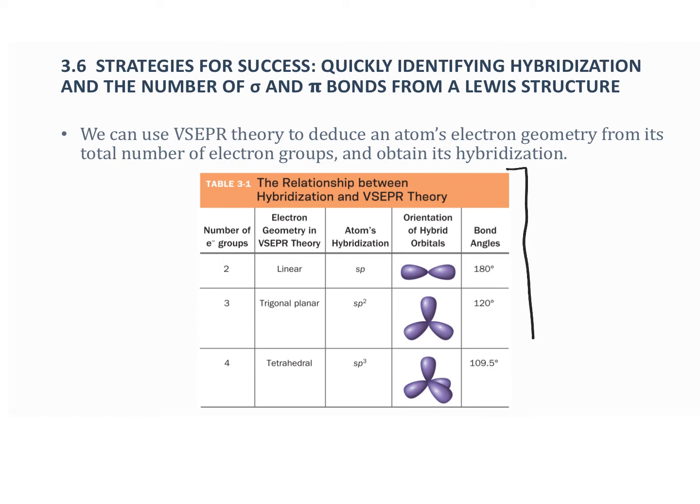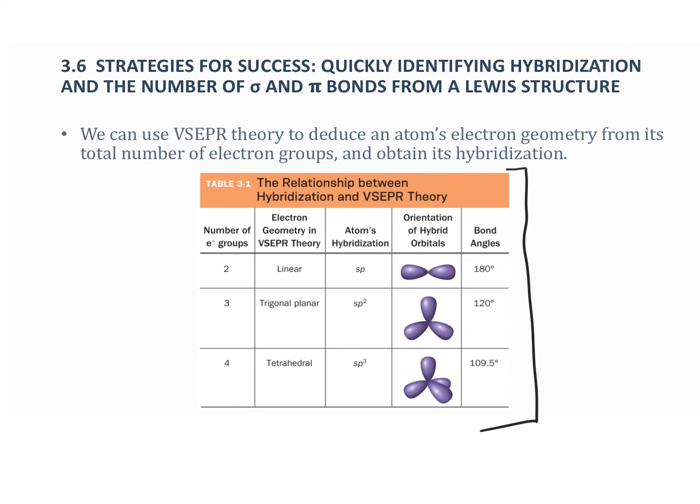So here are our strategies for success. My suggestion is to memorize this. This is what we're going to use most often in organic chemistry. These are our 3 electron geometries that are going to come up over and over and over again. I want you to look at some of the things here. 2 electron groups, linear, its hybridization is sp, and the bond angle equals 180. 3 electron groups, trigonal planar, sp2, and it's 120. 4, tetrahedral, sp3, 109.5. This is just really, really helpful for us.